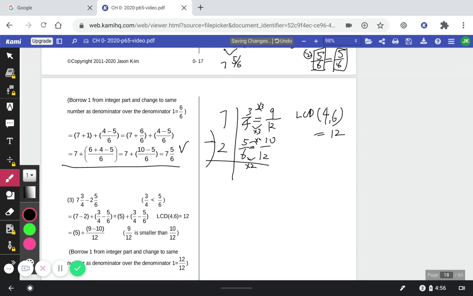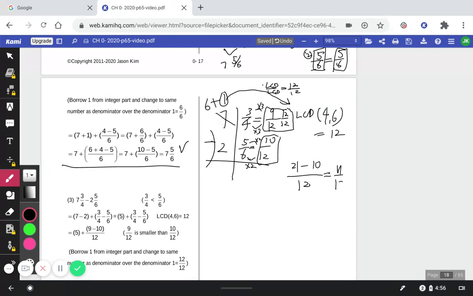So 9/12 minus 10/12, you cannot do that, otherwise you get a negative number. So you borrow 1. So 7 becomes 6 plus 1. When you borrow 1, it becomes LCD over LCD, so it's 12 over 12. So with the existing 9/12 plus the 12 over 12, that's 21 over 12. So 21 over 12 minus, you're taking 10/12. So you end up with 11 over 12.